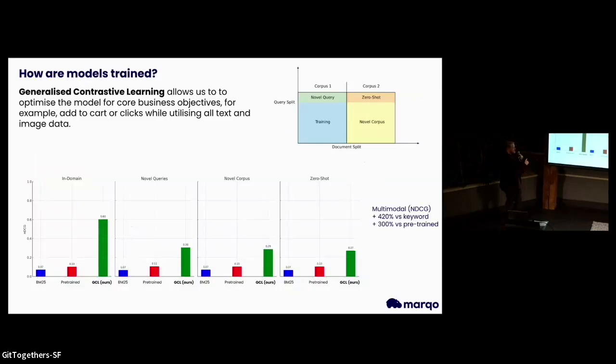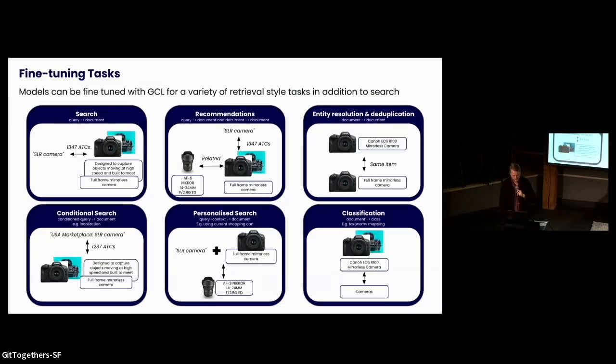But it does generalize to out-of-domain things as well. So in the novel query side, we still have almost 3x better performance. Novel corpus, same thing. And even for zero shot, we still retain the NDCG improvements. And yeah, it winds up working pretty well, and we see really similar results in practice.